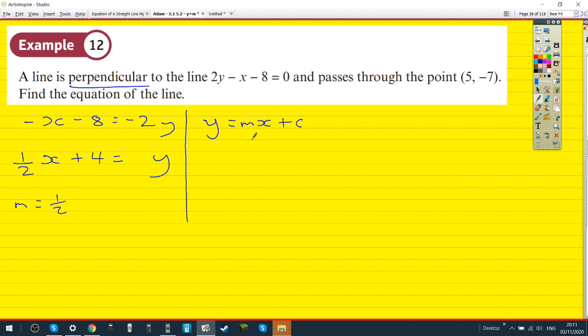Any idea how you get the... So it won't be a gradient of a half. We want the perpendicular gradient. So we need to make it minus 1. Yep. So a half times something gives you minus 1. So if you just do in the calculator half times minus 1. No.